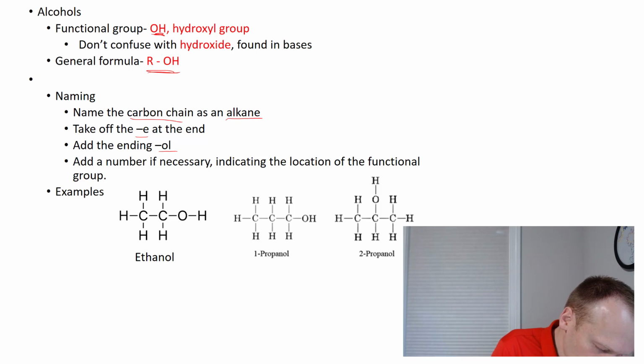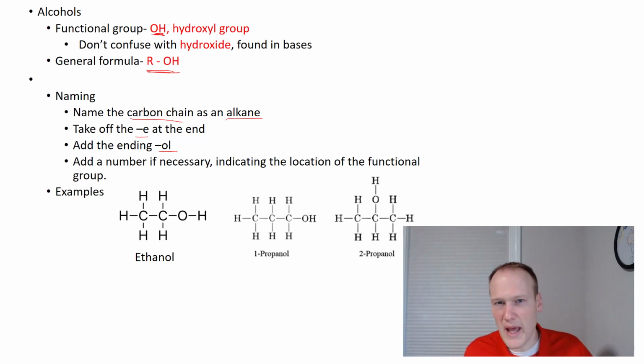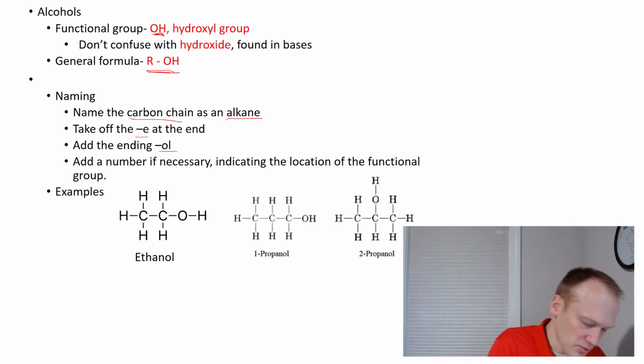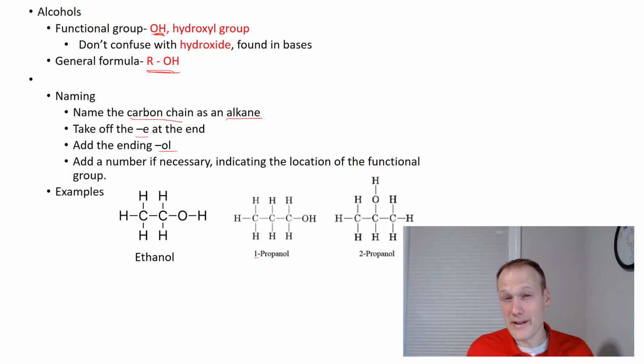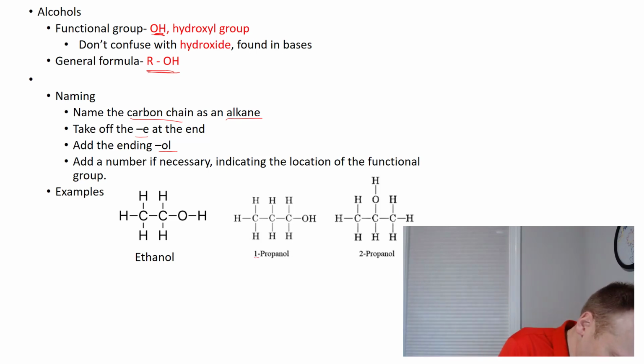Here are 3 carbons, so that would be propane. We take the E off and put propanol, but also notice this has a number. That number is there telling us which carbon it's coming off of. Remember, we always count from the short side, so this is 1 because we can count these as 1, 2, 3. So this would still be the first carbon that the OH group's coming off of, making this 1-propanol.